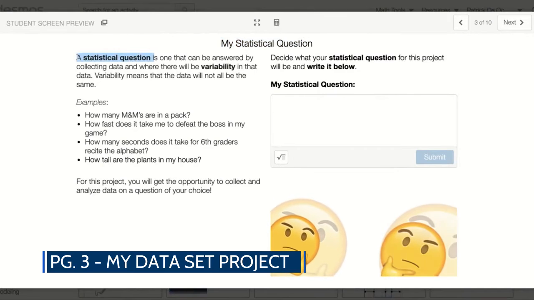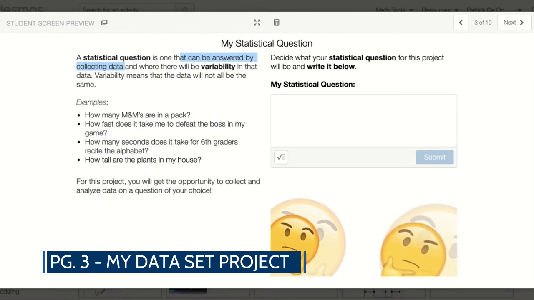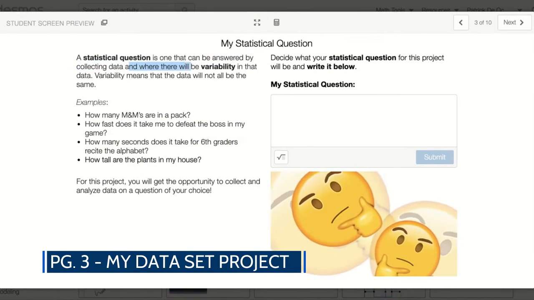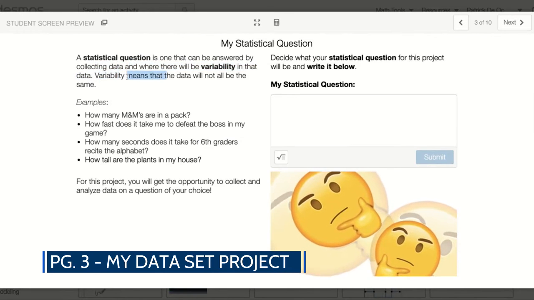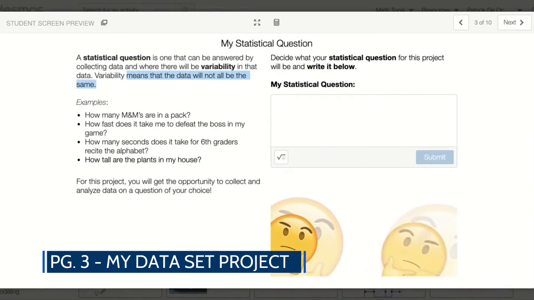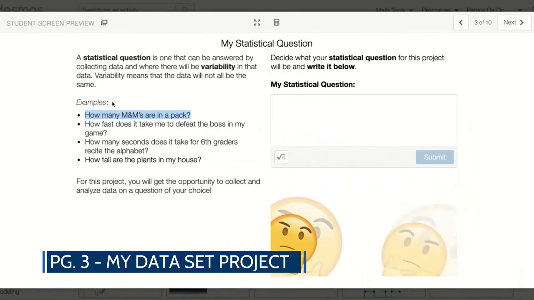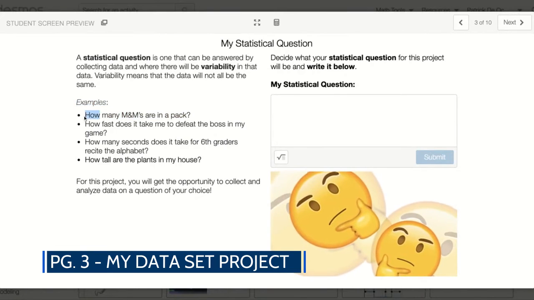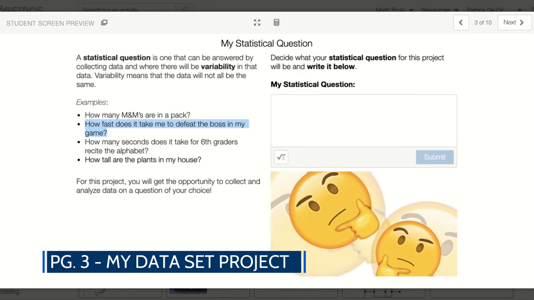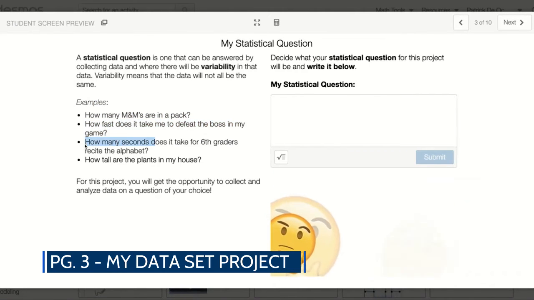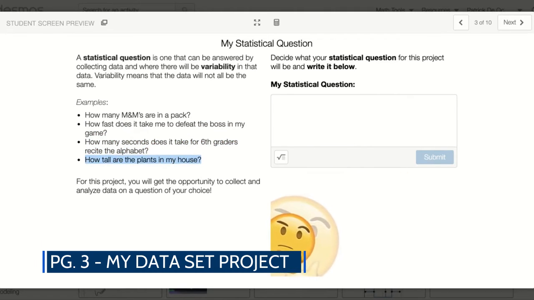A statistical question is one that can be answered by collecting data and where there will be variability in that data. Variability means that the data will not all be the same. For example, how many M&Ms are in a pack? Oh, by the way, these are examples of statistical questions. How many M&Ms are in a pack? How long does it take me to defeat the boss in my game? How many seconds does it take for sixth graders to recite the alphabet? How tall are the plants in my house?